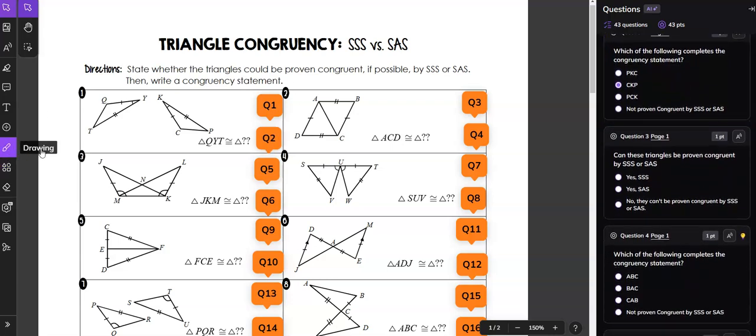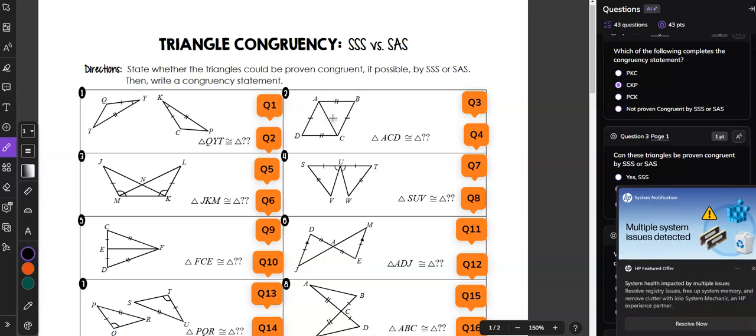Next one. Okay, now on number 2, we are given that AB and DC are congruent, AD and BC are congruent.